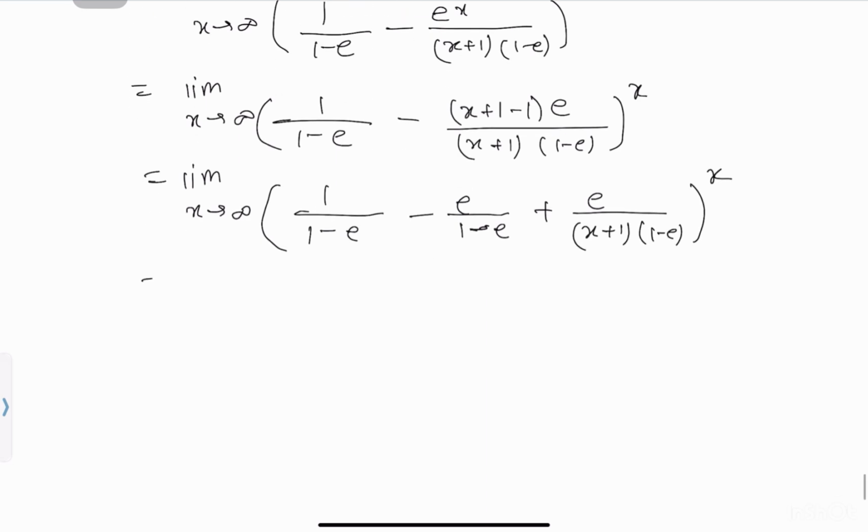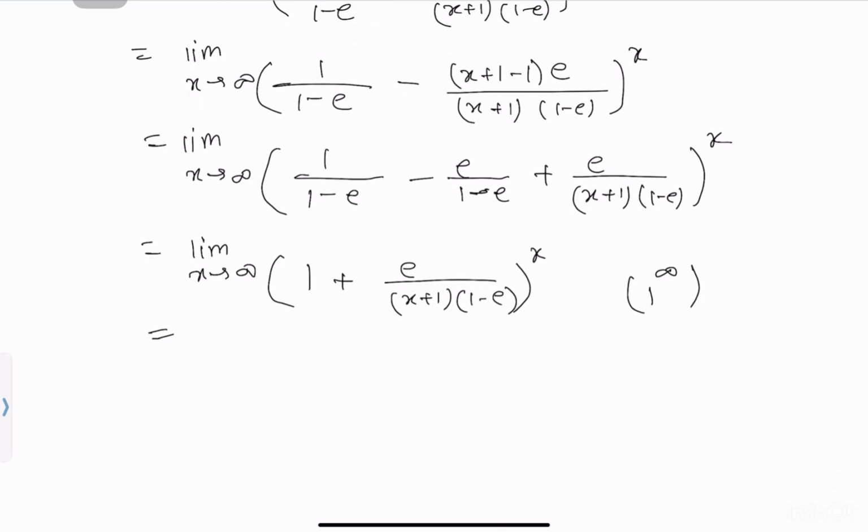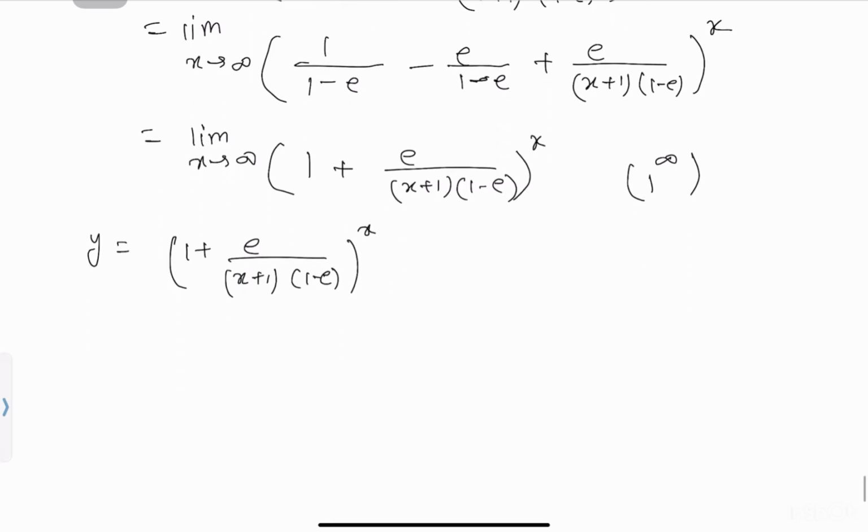Verify yourself. Okay, now limit x tending to infinity. This becomes (1 plus e by (x plus 1)(1 minus e)) whole to the power x. Check here, if I put x tending to infinity, it is the 1 to the power infinity form. Clear? How to solve? Take y equal to (1 plus e by (x plus 1)(1 minus e)) whole to the power x. Take log both sides, log y equal to x log of 1 plus e by (x plus 1)(1 minus e). Clear?